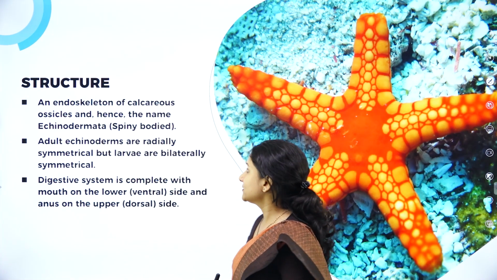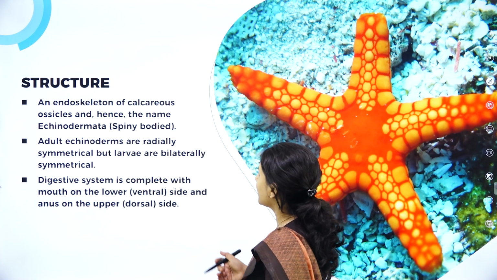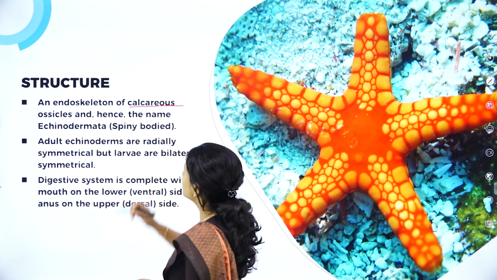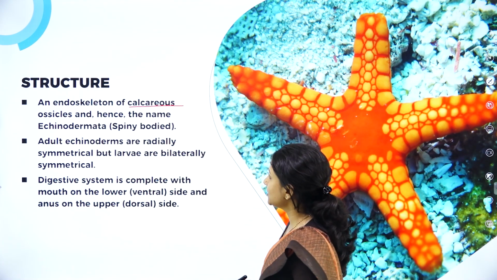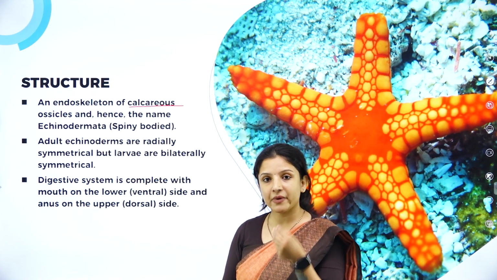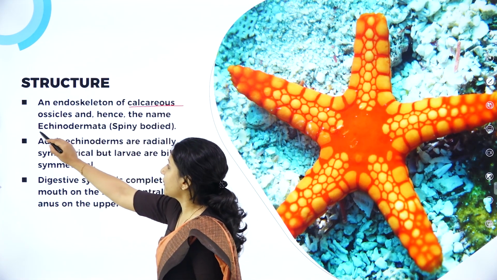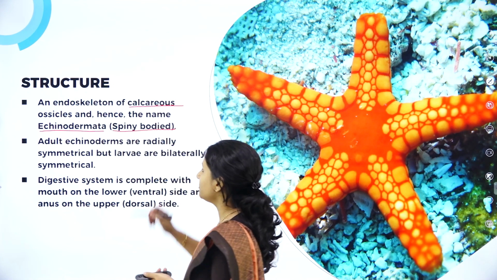Next, talking about their structure, they have an endoskeleton of calcareous ossicles. So they have calcareous ossicles, and therefore, as I told you, they have spines which are made up of calcium or calcium carbonate. So that is why the name echinodermata, meaning spiny bodied.